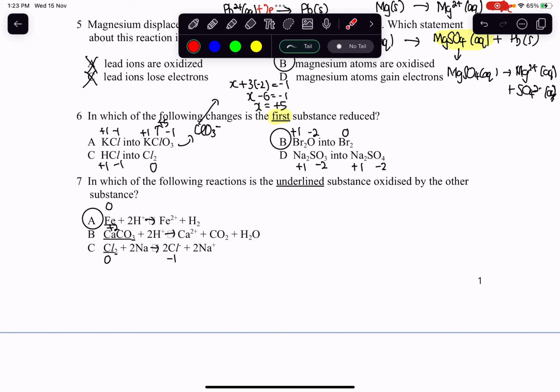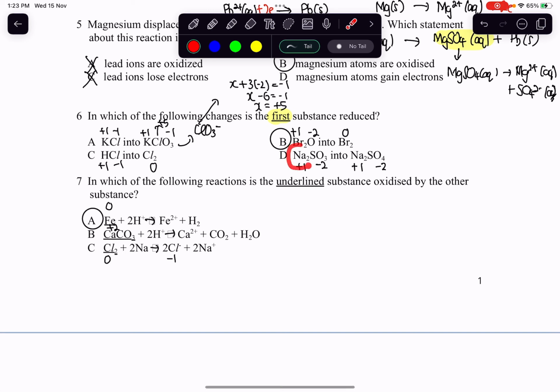For part C, HCl: H is plus 1, Cl is minus 1, Cl2 is 0. So chlorine changes OS, decreases OS from minus 1 in HCl to 0 in Cl2. So it is oxidized. Also wrong.